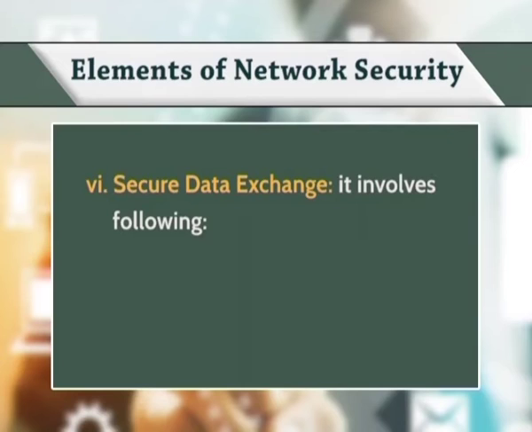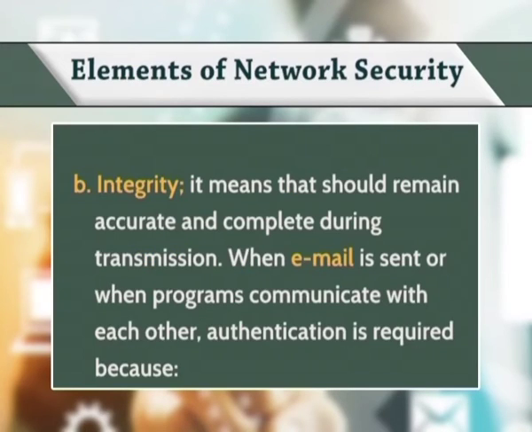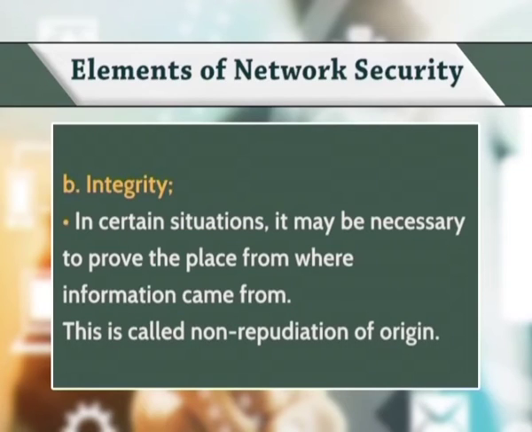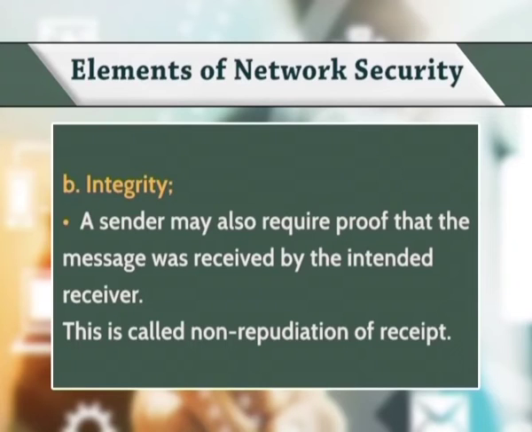Then secure data exchange. It involves the following. The very first one is confidentiality. It means that data should remain private during transmission. Then integrity. It means that data should remain accurate and complete during transmission. When email is sent or when programs communicate with each other, authentication is required, because in certain situations it may be necessary to prove the place from where the information came. This is called non-repudiation of origin. A sender may also require proof that a message was received by the intended receiver. This is called non-repudiation of receipt.